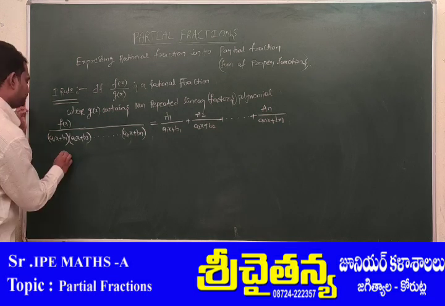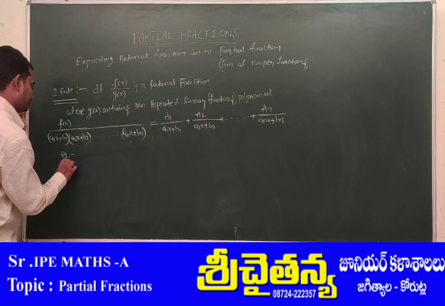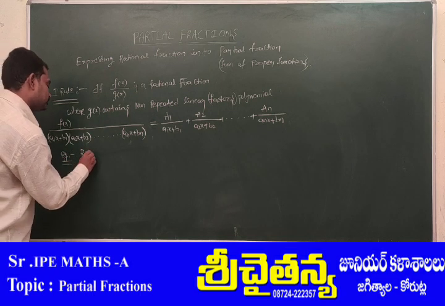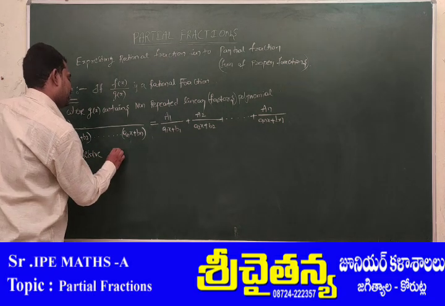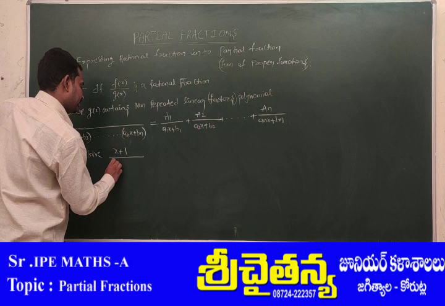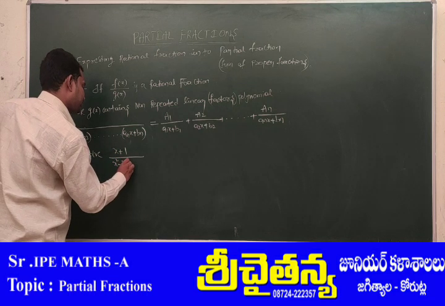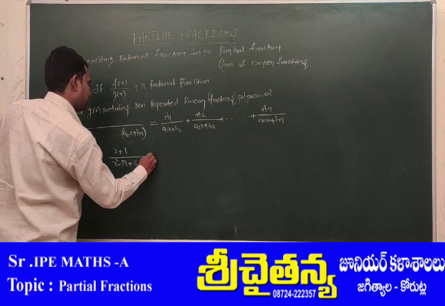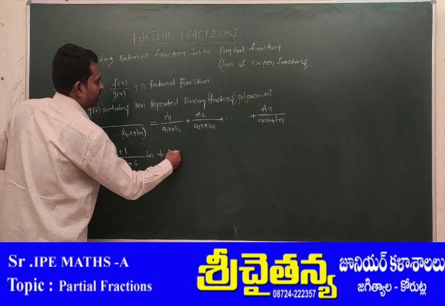For example, I am solving a small problem here. Resolve x square plus 1, x plus 1 by x square minus 3x plus x square minus 5x plus x into partial fractions.